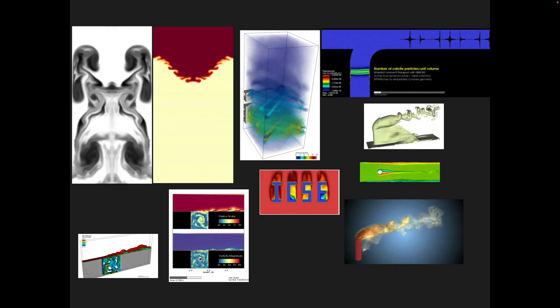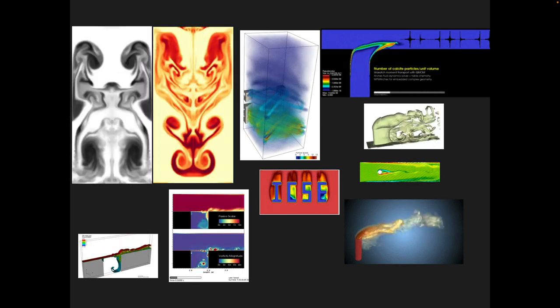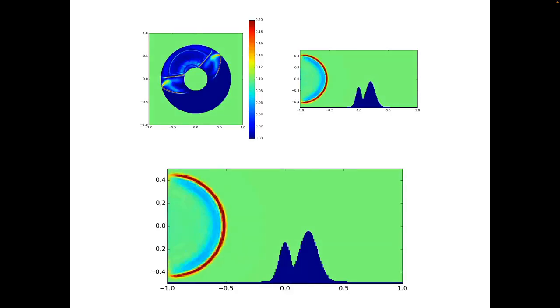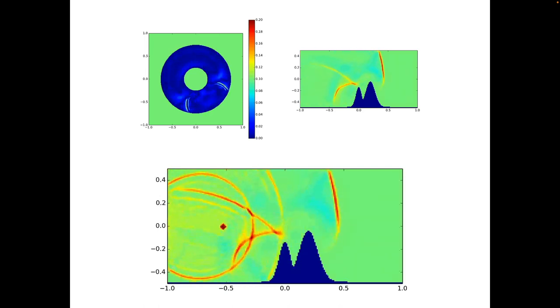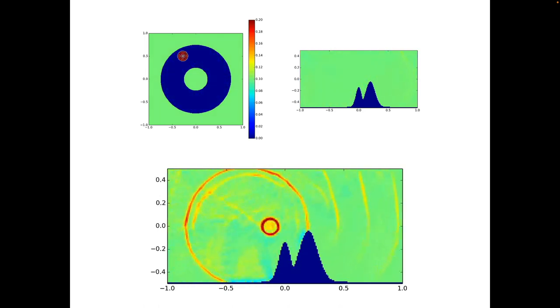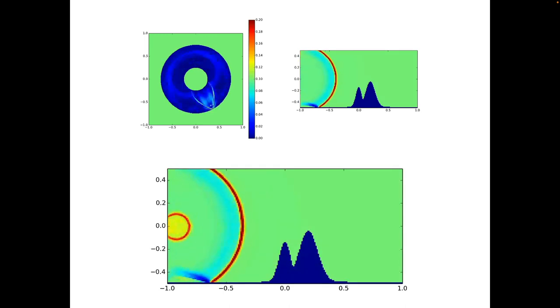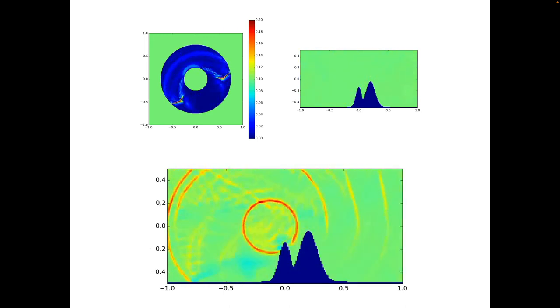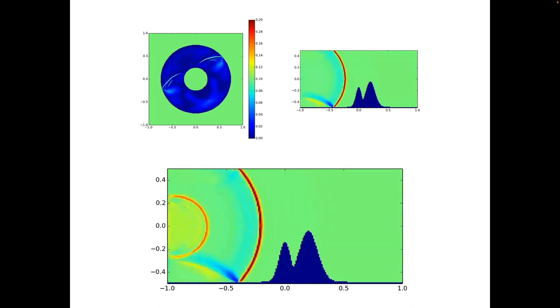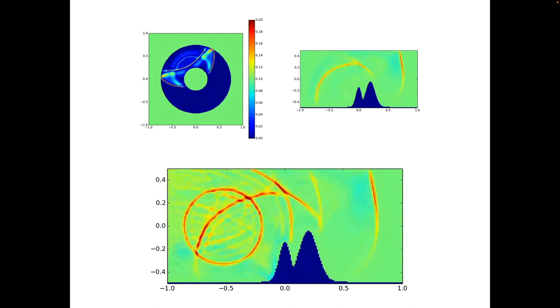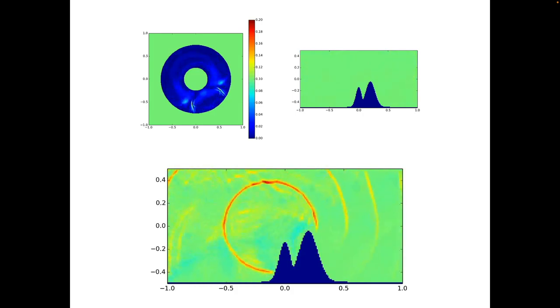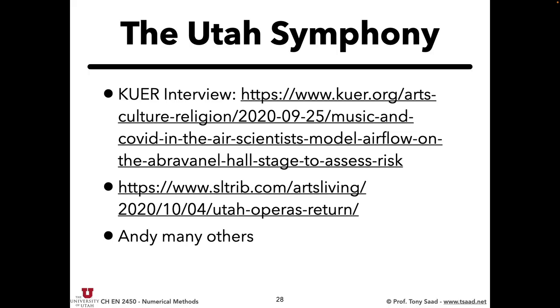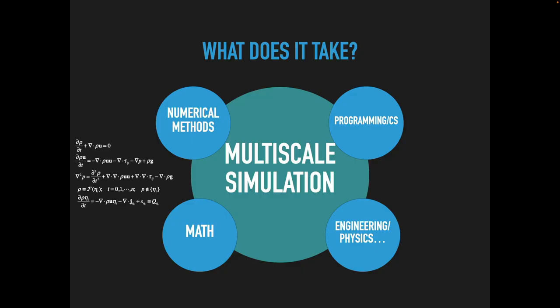Pretty powerful stuff. A lot of other simulations and things. This was another project with wave propagation, so this is a different kind of simulation. This was actually part of a project for the military. This is a helicopter flying into terrain, and we want to figure out if people standing here could hear the helicopter, okay? And then the Utah Symphony project. Anyway, fun stuff, so you'll see those in the slides when I upload them.